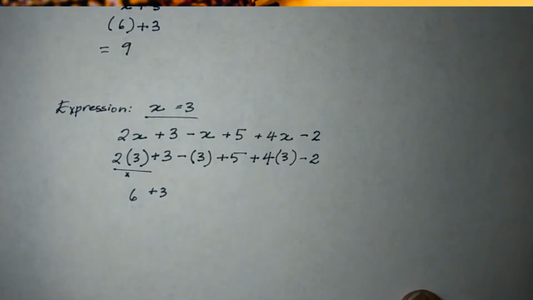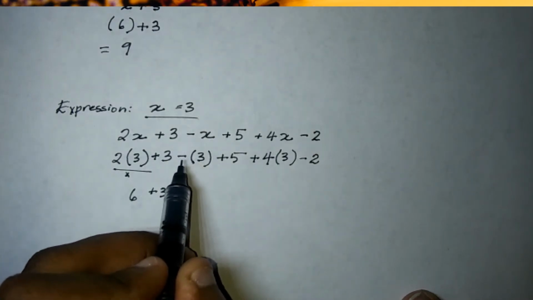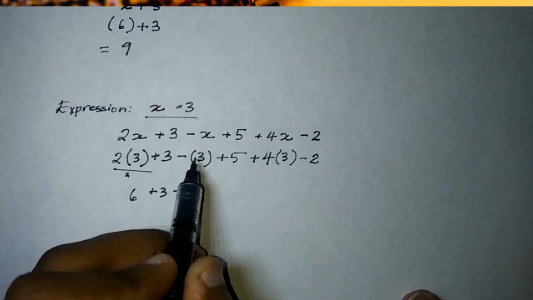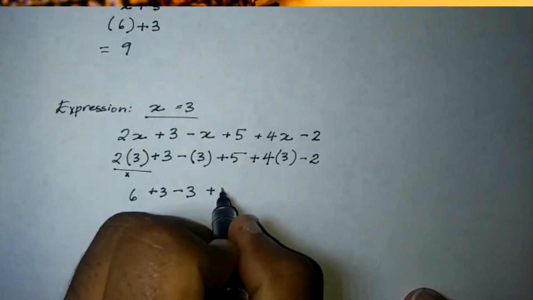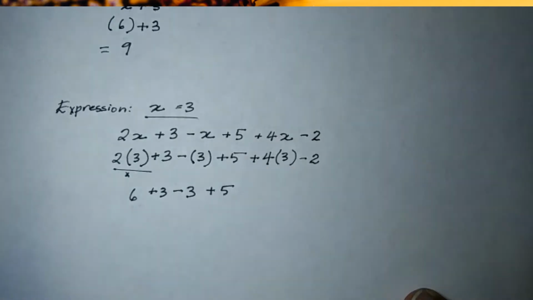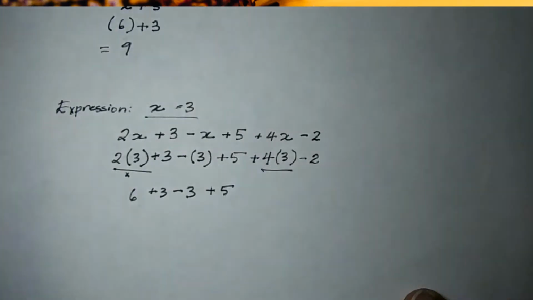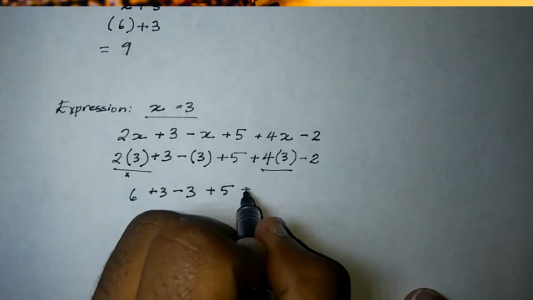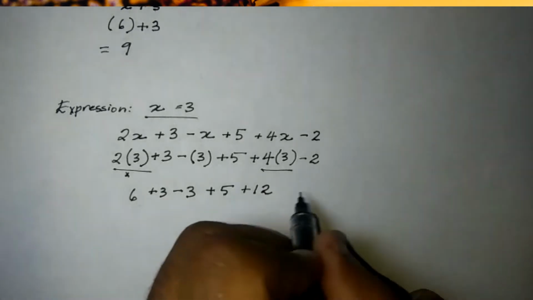Good. Then minus. What's on the inside of the brackets? Multiply it by what's on the outside. Negative times a positive will give me a negative. And this will be a negative 3. Am I finished? No, I'm not. Following my expression, I have a positive 5 and I have a positive here. But what will it be? I say 4 times 3. 4 times 3 is 12. So I'm going to get a positive 12. Am I finished? No, I'm not. Need to throw on this negative 2.